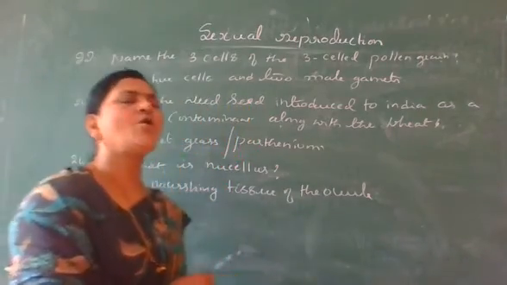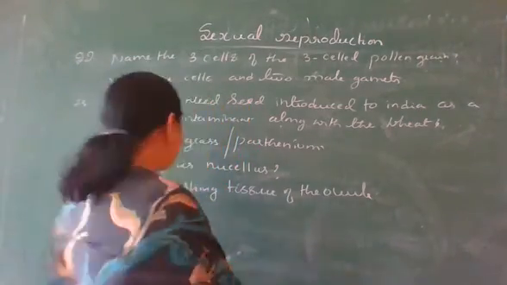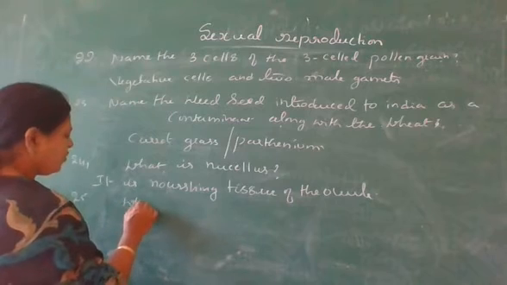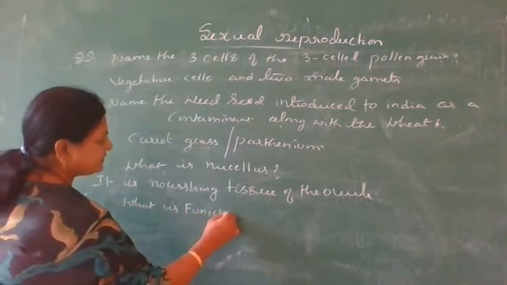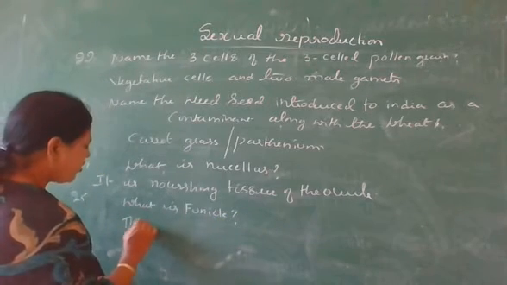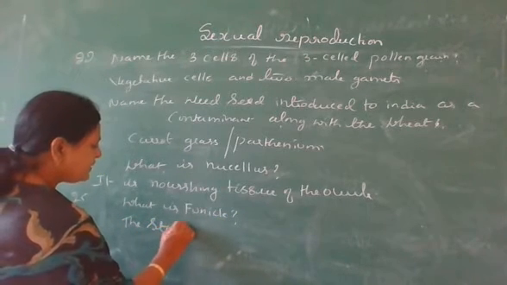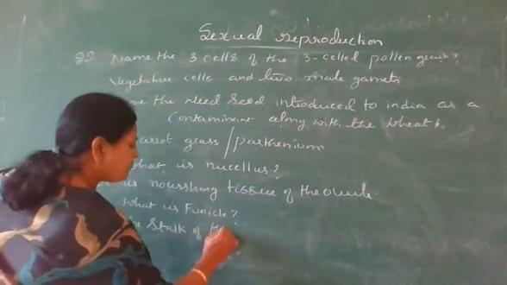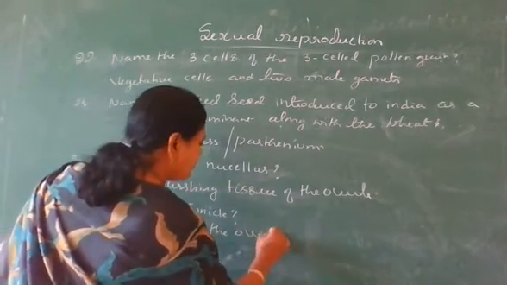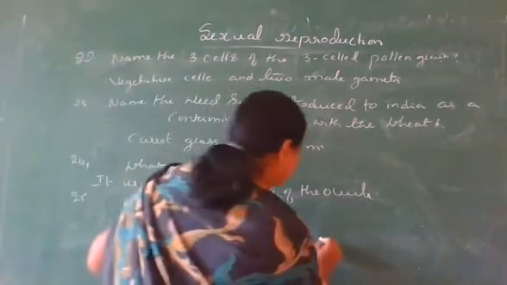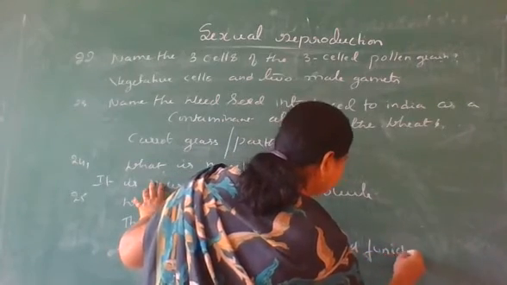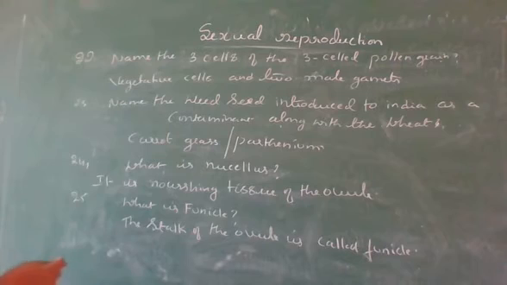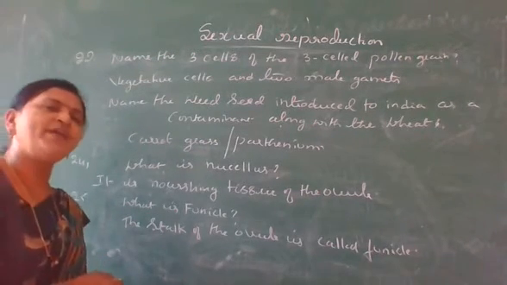Now, the ovule is provided with a stalk called funicle. What is funicle? The stalk of the ovule is called funicle.